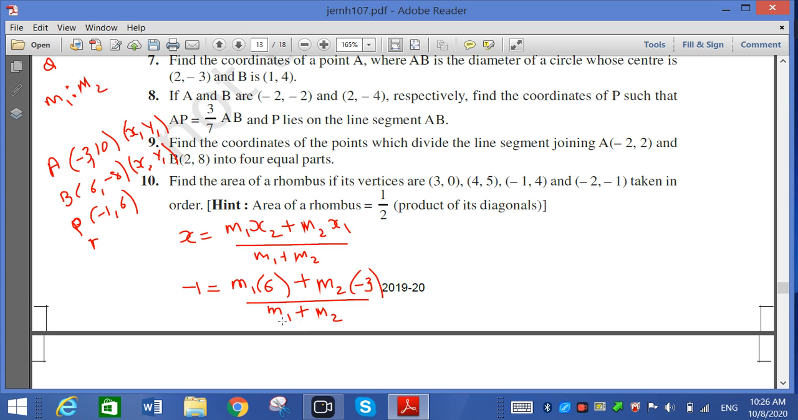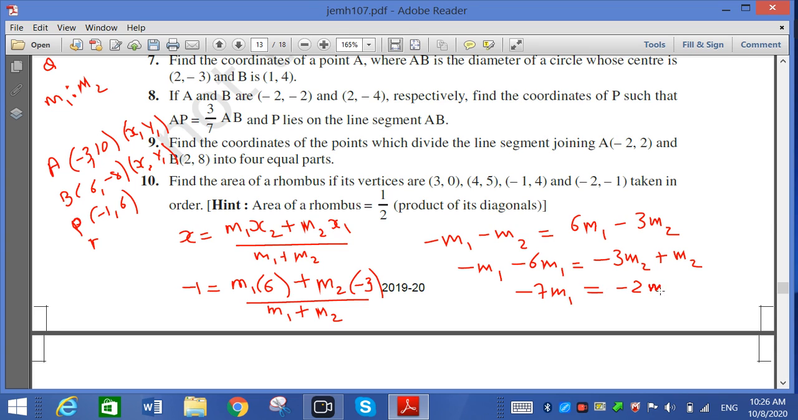So yeah, the denominator should go to the numerator. So minus m1 minus m2, because minus 1 multiplied by m1 plus m2. Now if we open the bracket here, 6m1 minus 3m2. So minus m1 minus 6m1 minus 3m2 plus m2. So minus 7m1 is equal to minus 2m2.